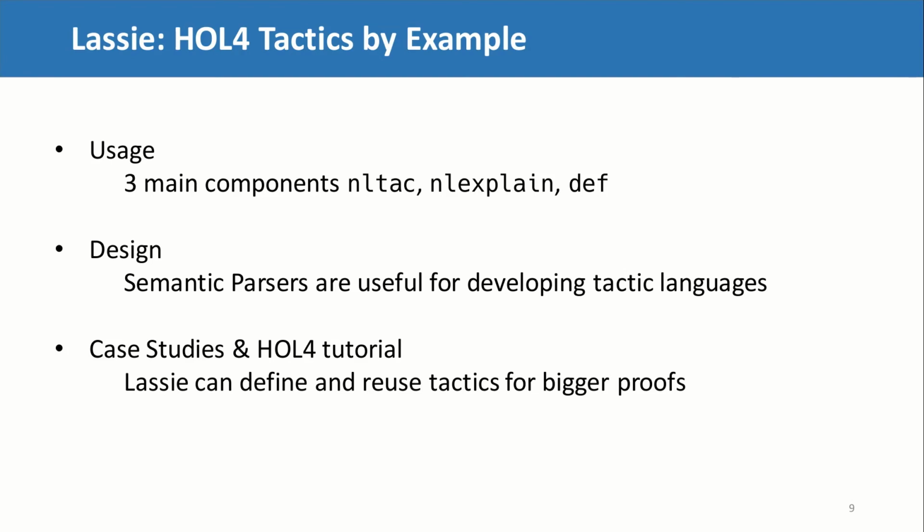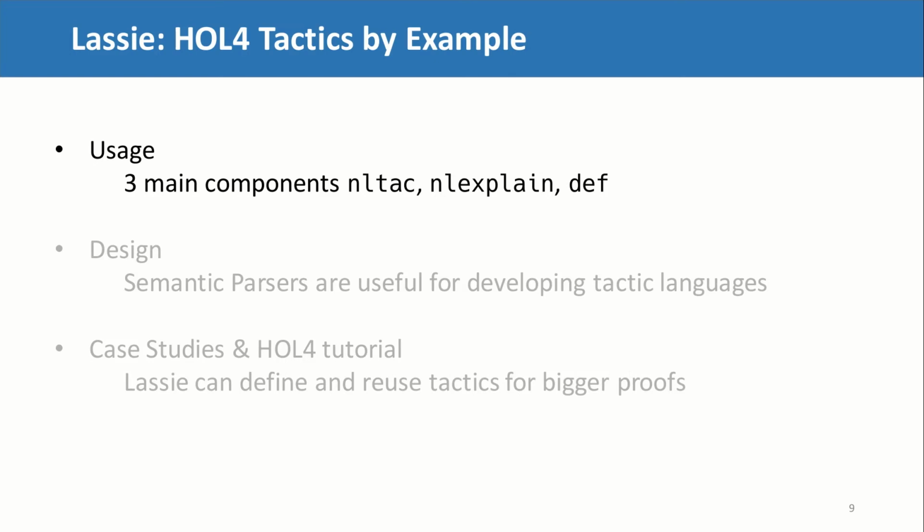I will first show you how Lassie is used by explaining its 3 main components: nltac, nlexplain, and def. Then I want to quickly go over the key design decisions why semantic parsers are useful for developing tactic languages for theorem provers. And finally, I want to summarize the case studies in our HOL4 tutorial showing how Lassie can define and reuse tactics in bigger proofs. Let's start with how Lassie is used.